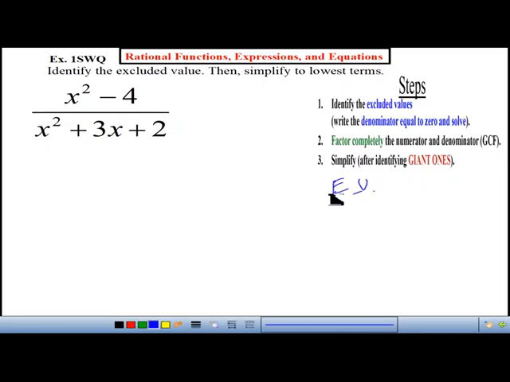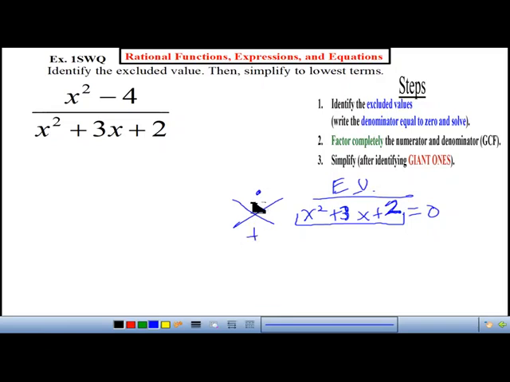Excluded value. The denominator is x squared plus 3x plus 2, and all that equal to 0. You're like, Mr. Q, this one's a little bit different, I know. But what did we do when we had a binomial? We had to factor out the GCF, is that correct? This one doesn't have a GCF, but can we factor this expression right here? Look up, guys. Can we factor this? Yeah, what do we use?